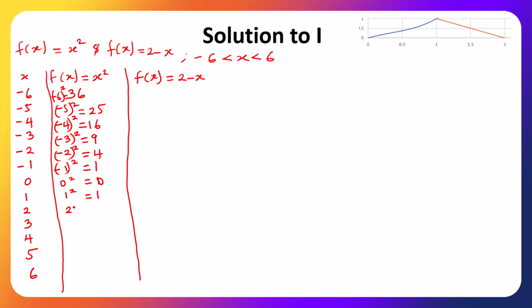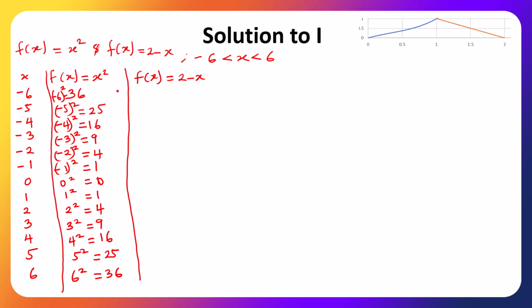We have 2 squared, which is 4. We have 3 squared, which is 9. We have 4 squared, which is 16. We have 5 squared, which is 25. We have 6 squared, which is 36.